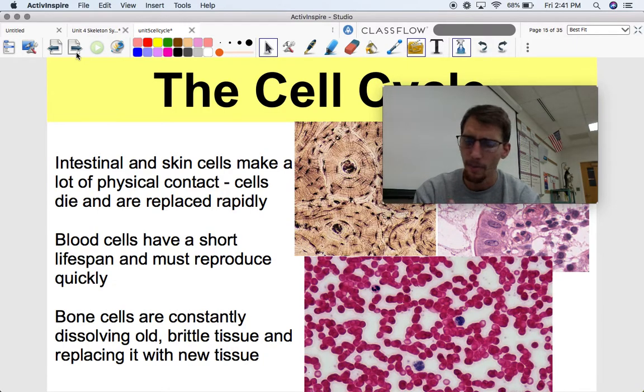And how are they replaced? Well, it's because of cell division. They're making new copies. Blood cells have a short lifespan, and they have to reproduce quickly as well. All of your blood cells will be replaced in a 4-month time period. And same with bone. Bone cells are constantly dissolving old brittle tissue and replacing it with new tissue. So that's how you get a new skeleton as well.